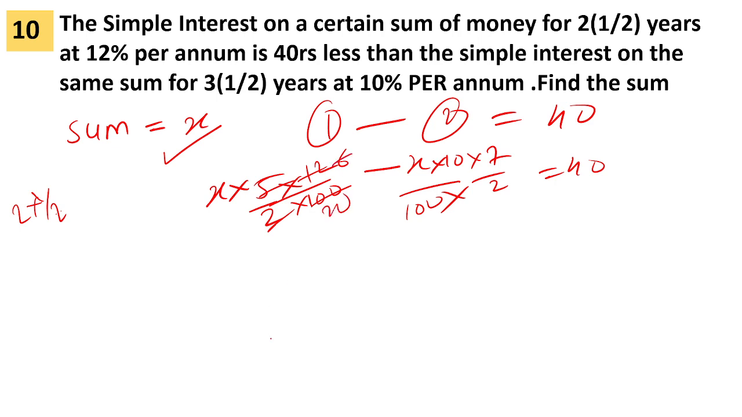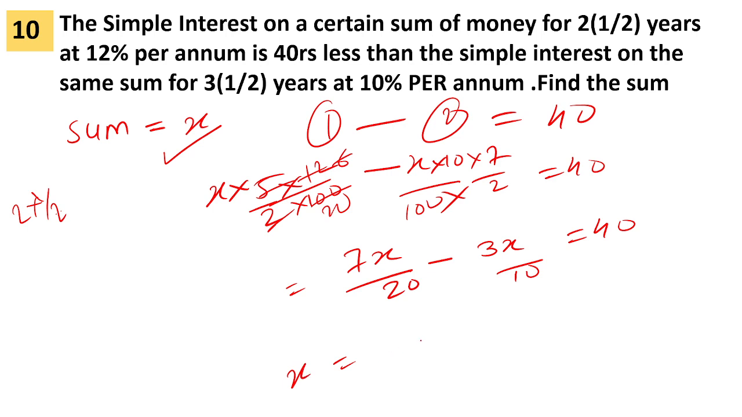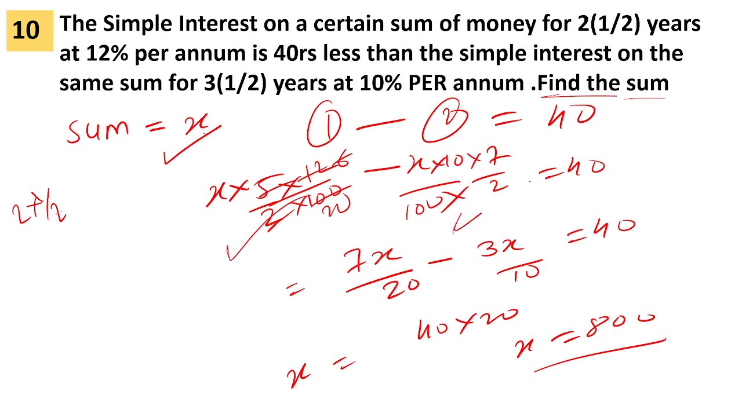Just after solving this you will get 7x minus 20, minus 3x by 10 equal to 40. Again after solving this you will get x equal to 40 into 20, so x will be 800. That is the sum they are asking, find the sum. First we have taken the sum as x, and by solving the equation you will get x.